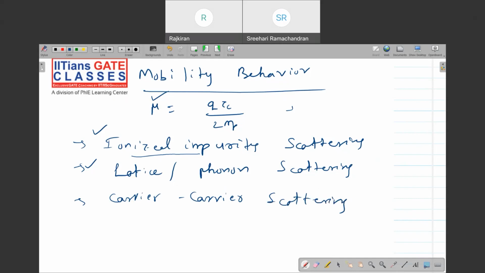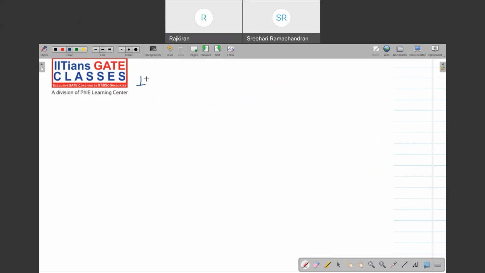But since these two are major, they contribute more to the mobility. So these two are the only important things in the semiconductor. Even though carrier scattering is there, it is very negligible compared to the first and second. Now we'll understand a little bit about ionized impurity scattering.